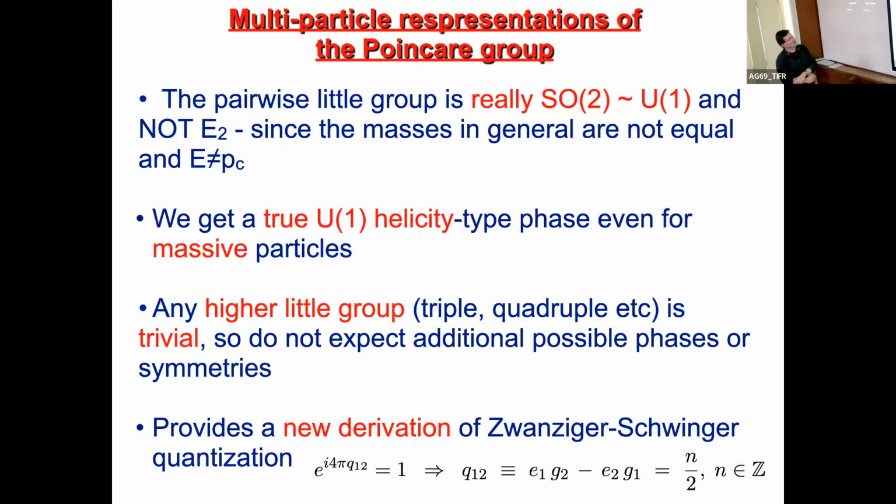All right, very good. And so again, it's a true U1 helicity type phase for massive particles. Now another comment is for higher little groups. I told you there's a pairwise little group. Is there now a quadruple little group? Should we worry about all of those? Well, actually, the answer is no.